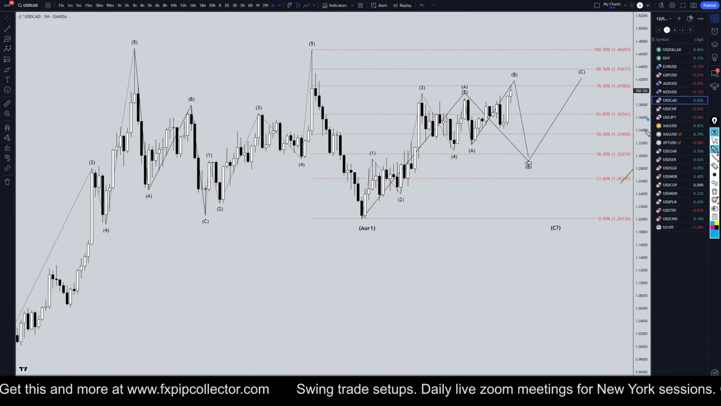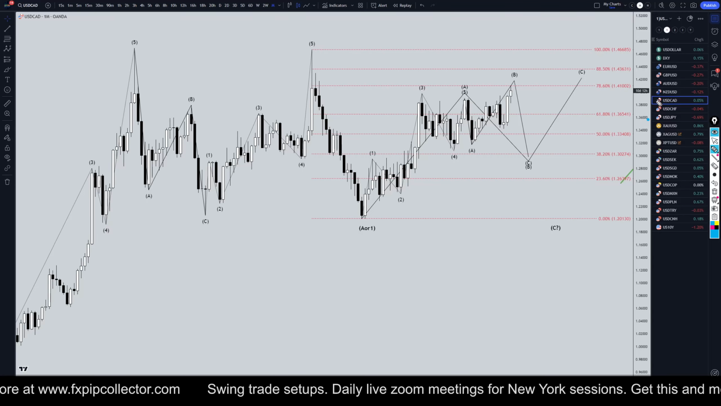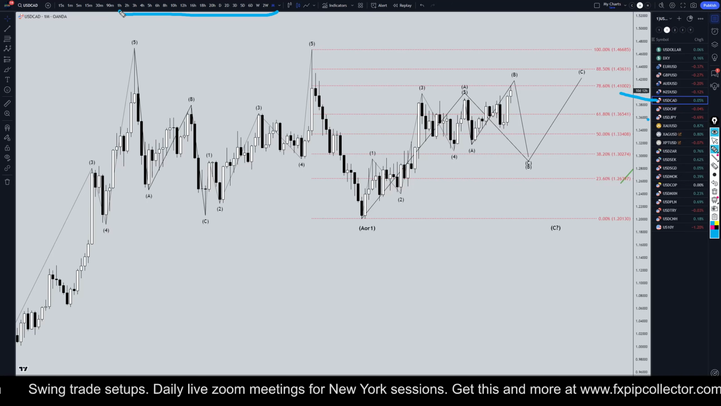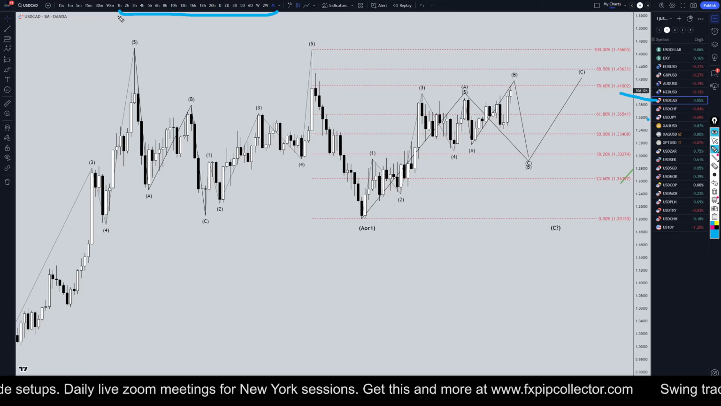Today is Tuesday, November 19th, and I'm going to be analyzing the US dollar Canadian, starting on the monthly, working my way all the way down to the 1 hour time frame for the full top down analysis.